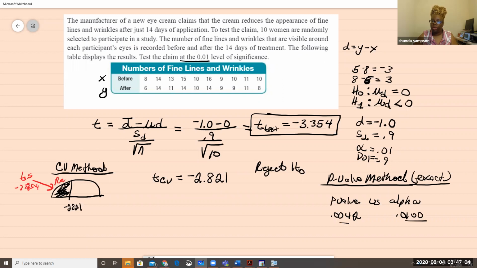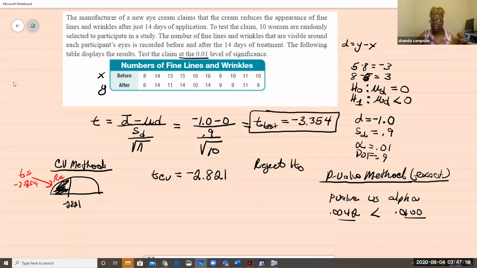0.0100. So 42 is definitely less than 100. And again, we're going to reject that null hypothesis. All right, reject it, put it out. So reject the null hypothesis. So I'm about to get me some skin cream up in here.